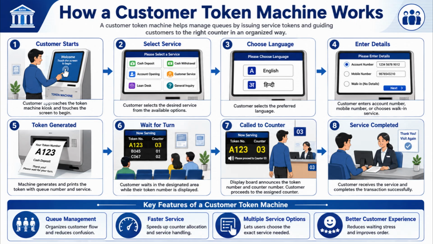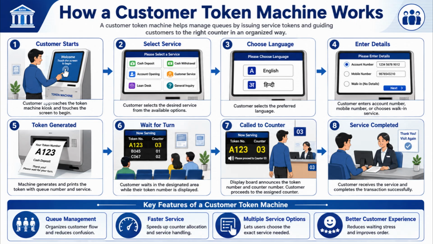After that, the customer chooses the preferred language. This makes the process easier to understand and more user-friendly, especially in places where customers may speak different languages. Then, the customer enters the required details. Depending on the system, this may include an account number, mobile number, or the option to continue as a walk-in customer without entering personal details. In this way, the machine can identify the service type and generate the correct queue token.